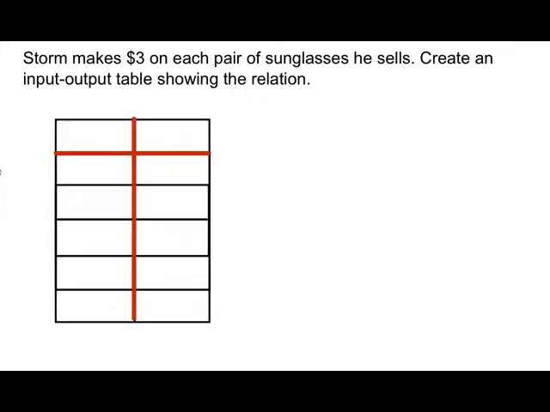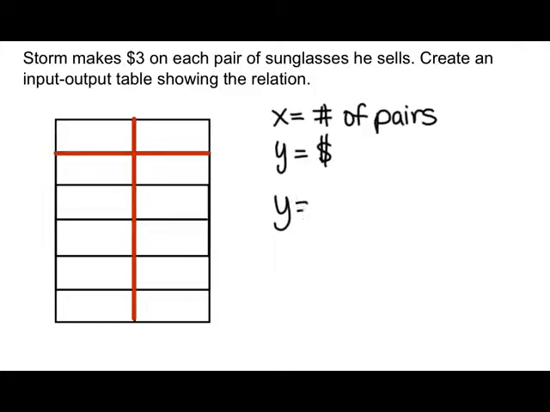I'm going to let x equal the number of pairs of glasses that Storm sells. I'm going to let y be Storm's profit. So my equation would be the amount he makes is equal to 3 times the number of pairs he sells. So 3 times x is just 3x. So I have two columns on my table. The first column is my x value.